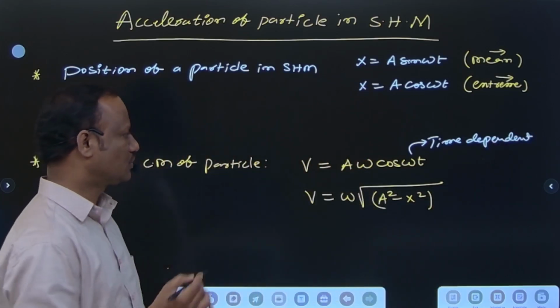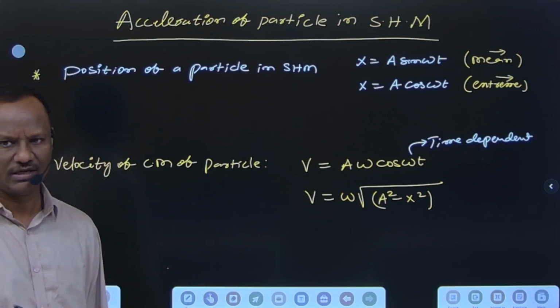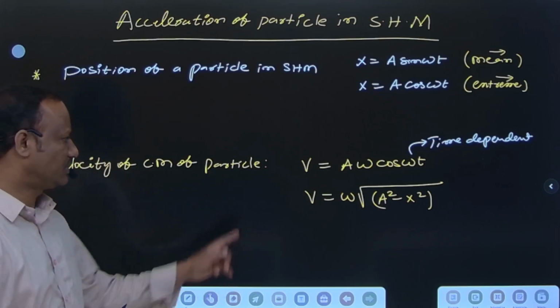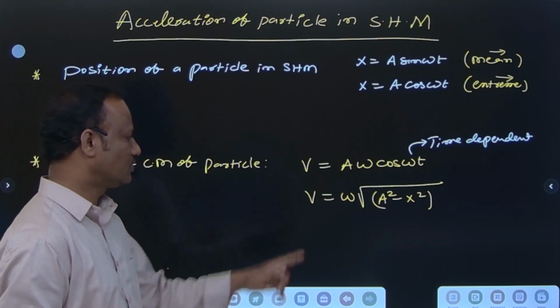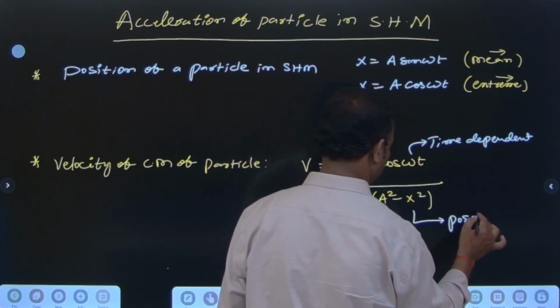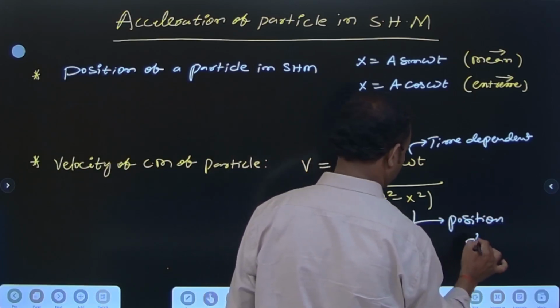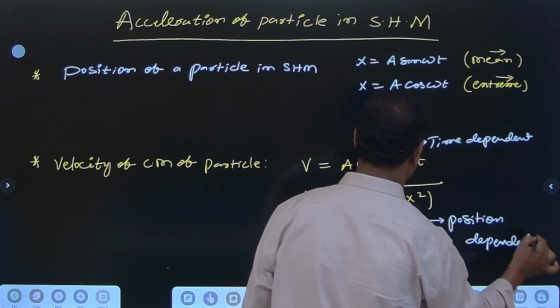At t equal to 0.5 seconds, what will be the velocity? At t equal to 1 second, at t equal to 2 seconds, then we can use this. And V is equal to omega under root of A square minus X square, which is position dependent.